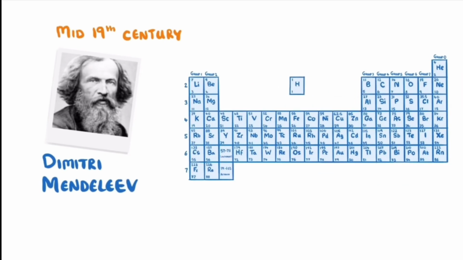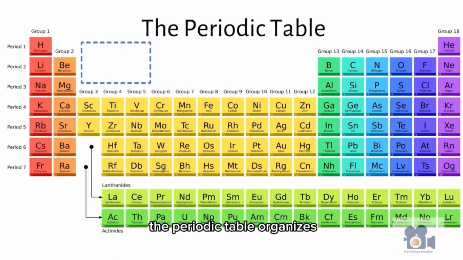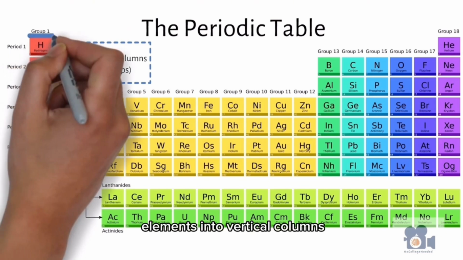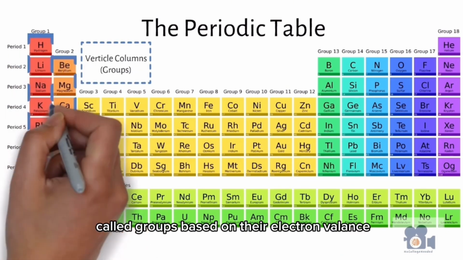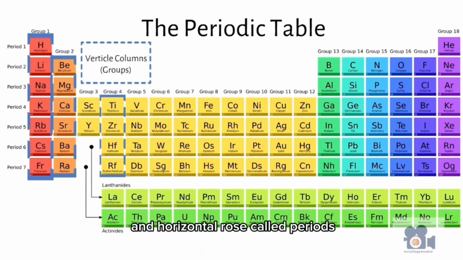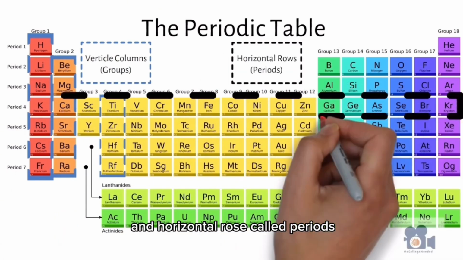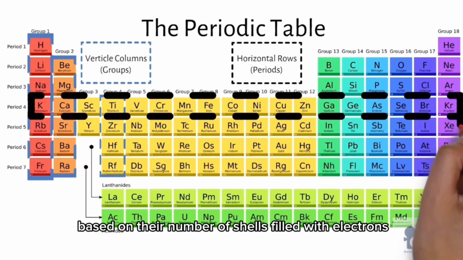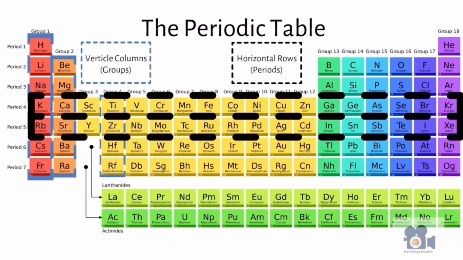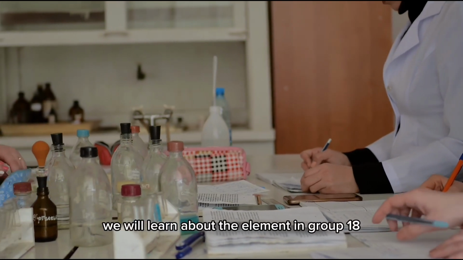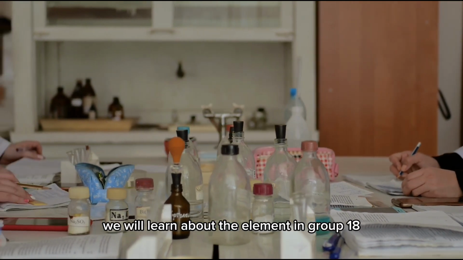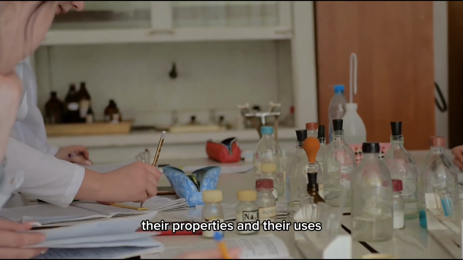century. The periodic table organizes elements into vertical columns called groups based on their valence electrons and horizontal rows called periods based on their number of shells filled with electrons. In this lesson, we will learn about the elements in Group 18, their properties and their uses.